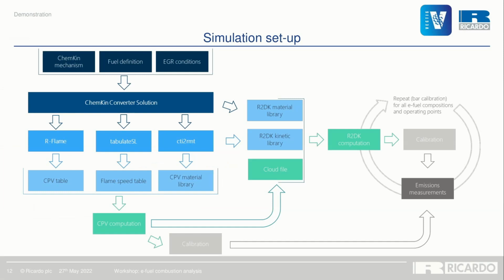If we go now for the demonstration, let us look at the simulation setup. We have the chemical mechanism, the fuel definition, and the EGR conditions as input for the Chemkin converter solution, which then generates the various inputs necessary for a CPV or an R2DK calculation. Using the inputs for the CPV, we can then set up the CPV calculation, which then provides a cloud file that can be used for the R2DK computation alongside the various inputs from the Chemkin converter solution. The detailed kinetics can then be calibrated on a single operating point and then run over a range of operating points to look at the emission measurement over the engine operating map.